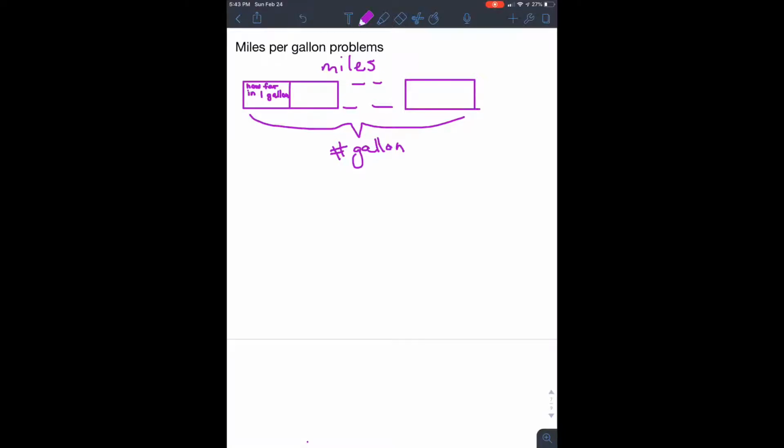Let's talk a little bit about miles per gallon problems. Some sixth graders may not be comfortable with this concept yet, so let's talk about it before we bring in the algebra. So, miles per gallon. What is this talking about?